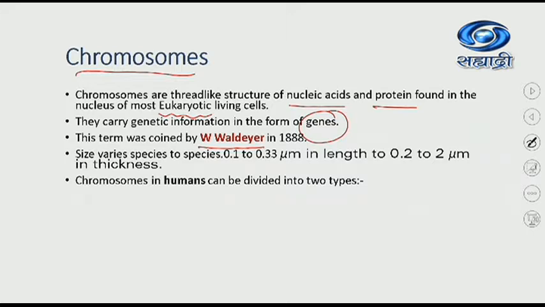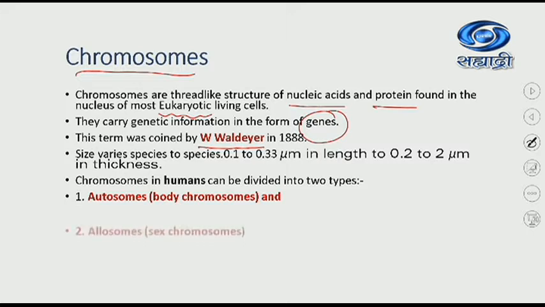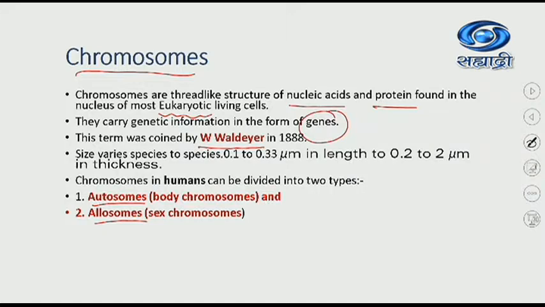Chromosomes in human beings can be divided into two types. We have autosomes, which are also called the body chromosomes, and we have the allosomes, which are also called the sex chromosomes. This is again important, students. Our chromosomes are categorized into two groups, autosomes and allosomes. We have 22 pairs of autosomes, that is 44, and we have one pair of allosomes, that is the sex chromosomes. And of course, you know the difference of allosomes between a male and a female.